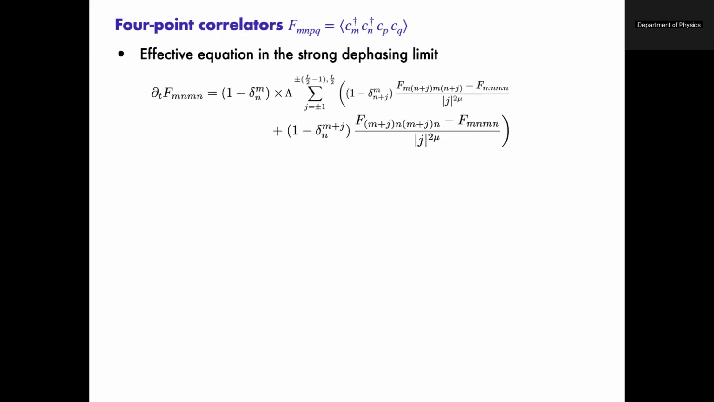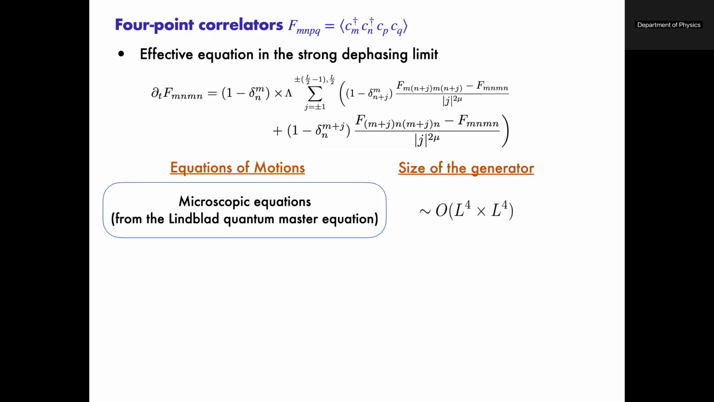Okay, so now what about the 4-point function? It's very nice, right? Extremely messy. But again, if you take strong dephasing, it turns out that in principle we have 4 indices, M, N, P, and Q. But if you take strong dephasing, it becomes MN, which is again a diagonal. In some sense, even the diagonal elements contribute. It's quite messy.